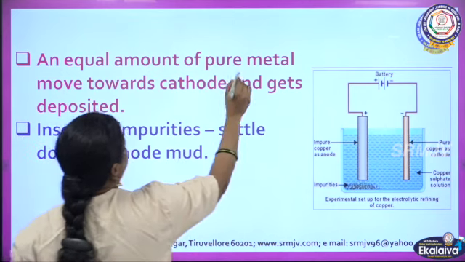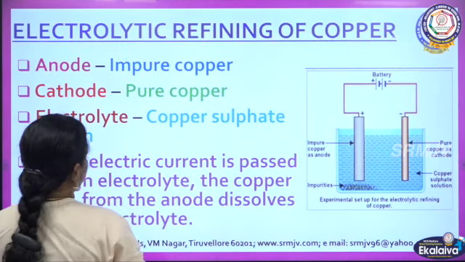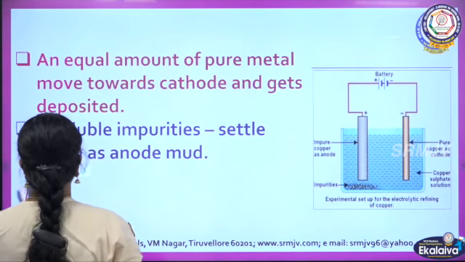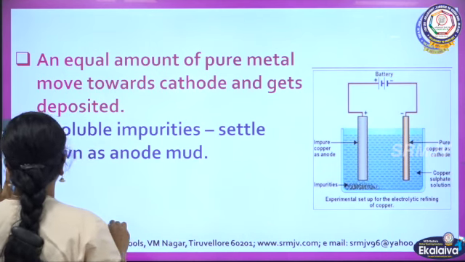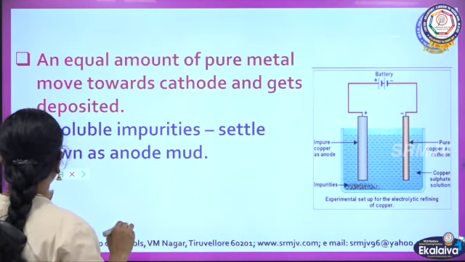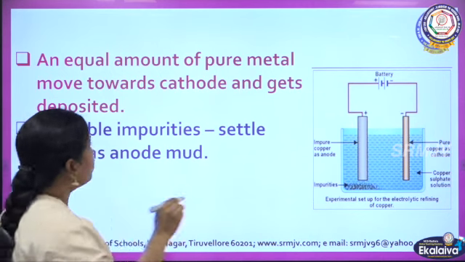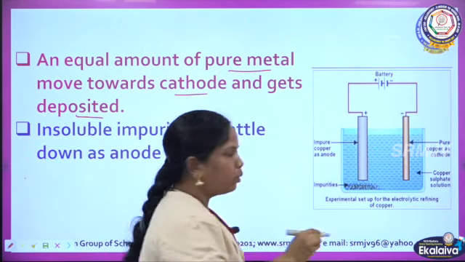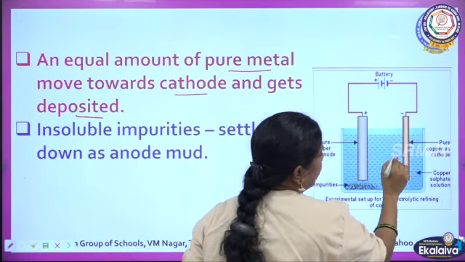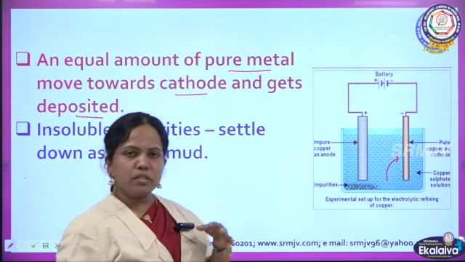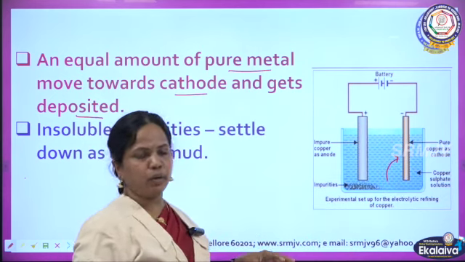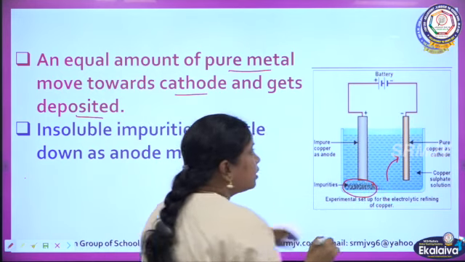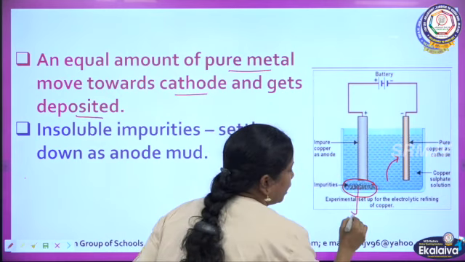An equal amount of pure metal moves towards the cathode and gets deposited. The soluble substances dissolve into the solution, that is the electrolyte, and the insoluble substances, that is the impurities, settle down at the bottom of the anode as anode mud.